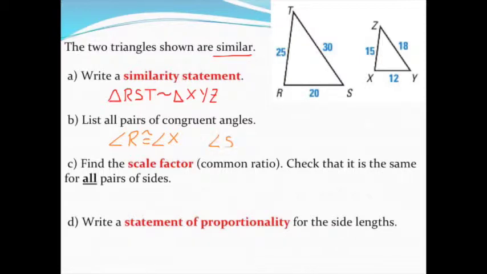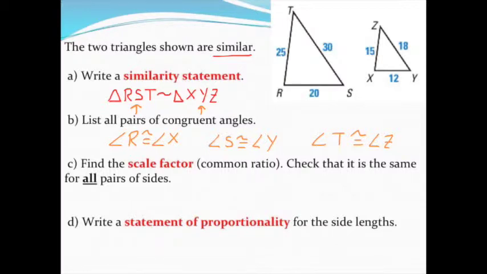Next up, angle S would be congruent to angle Y, and feel free to use the congruency statement or the similarity statement to help you if you can't tell from the diagram. Angle S is the middle letter there, so angle Y would be what it matches up to, the middle letter. Finally, the last two angles that match up are angle T and angle Z. So there's all three angles, matched up.